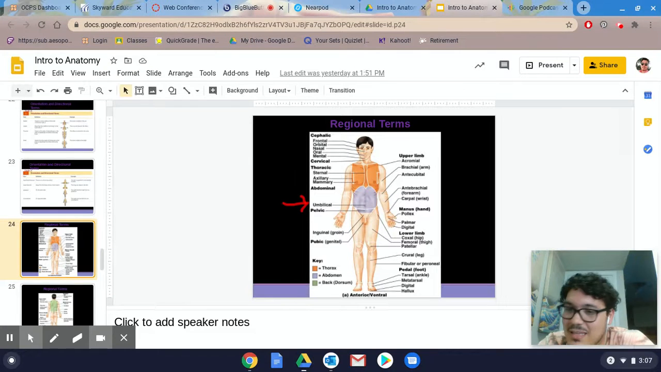Genitals is not a sex-linked word. Genitals is applicable to men and women. So you're going to have the genitals or the pubic region. Again, when we learn reproductive, we'll see a lot of those words sound similar as far as word origin.